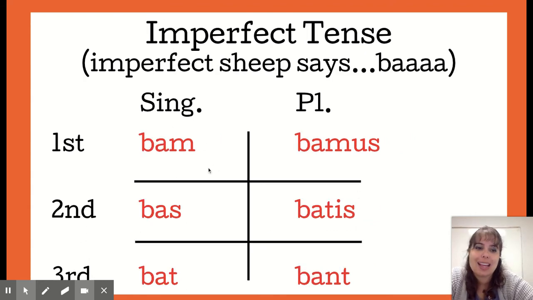And imperfect tense, remember, this is ongoing past action. So typically was or were verbing. So ambulabam, I was walking. Ambulabat, he was walking. Habitabant, they were living. So it's that ongoing past action. And again, these ones are easy to recognize. It's just a matter of remembering to translate it with that ongoing sense.